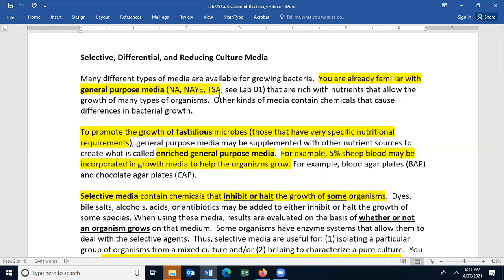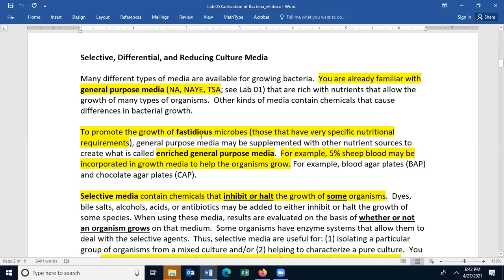For example, fastidious organisms will not grow on a general purpose media. To promote the growth of fastidious microbes, those that have very specific nutritional requirements, you have to use enriched general purpose media. For example, 5% sheep's blood added to the media can help an organism grow. I'm trying to remember, Streptococcus pyogenes has to grow on blood agar or some other enriched general purpose media. It cannot grow on a general purpose media. E. coli can grow on a general purpose media.